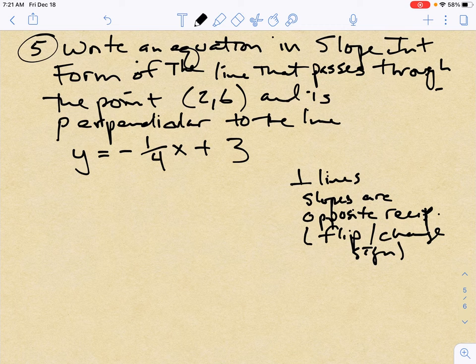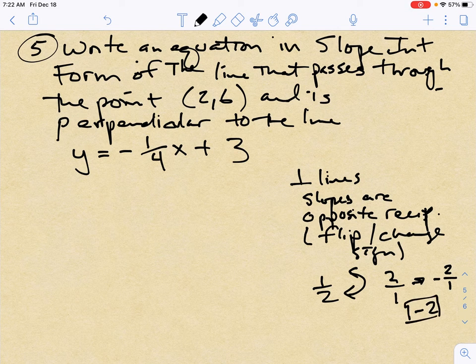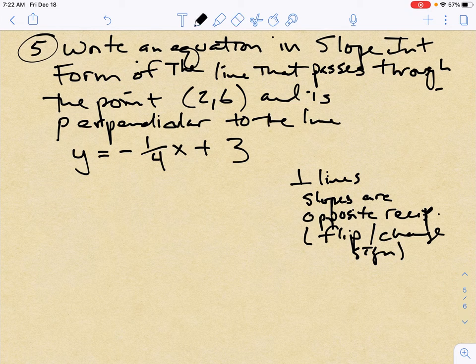So if it's, supposing it was 1/2, right? You would flip it, right? So flip this thing around, and you get 2/1, and then you would make it -2/1, which is -2. All right, so that's how you get from this to this. That's your process. All right, so let's try with this one. So what we know, all right, we know it goes through this point right here, and we know it's perpendicular to this line right here. So let's find the slope from this line.